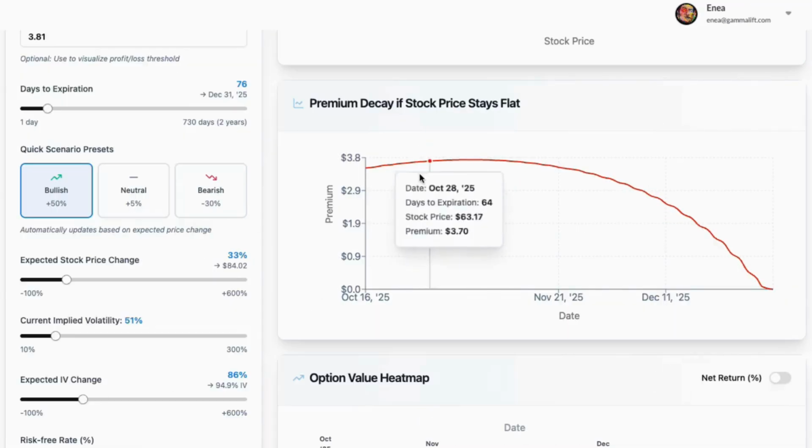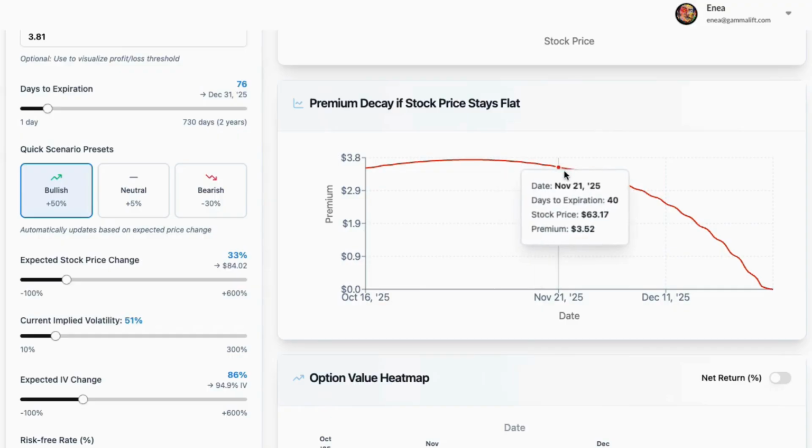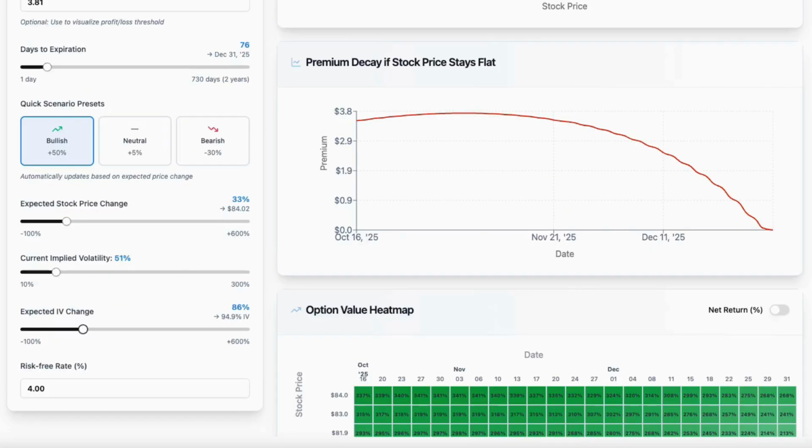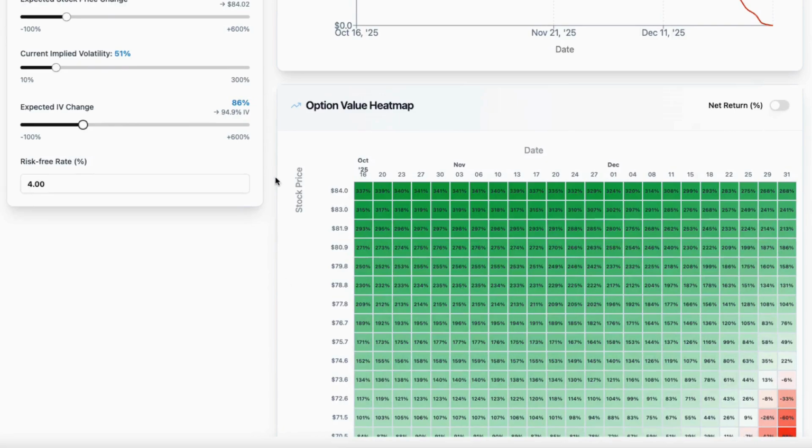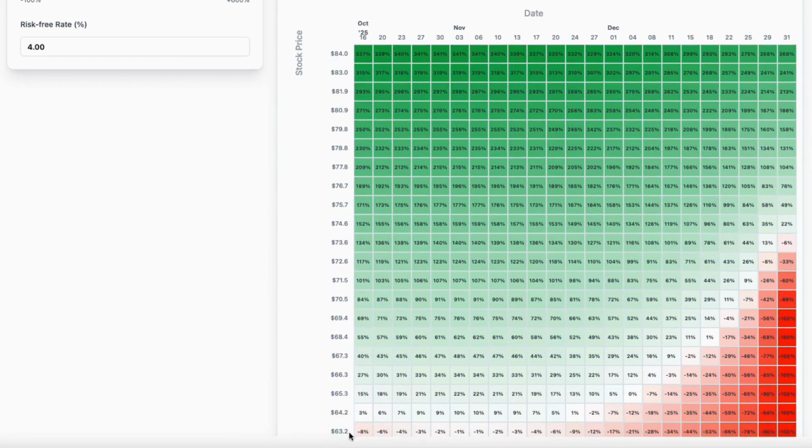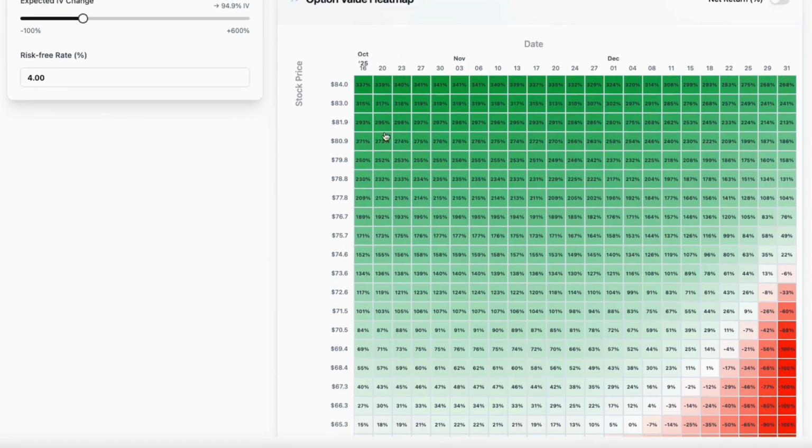We can see how, for example, by increasing IV, our decay stays flat, so our option premium also increases slightly before starting to decrease. And now the most valuable chart of all, which is the option value heatmap. Here we can see how, as the underlying price changes according to our simulation parameters, and across time, our expected returns change.